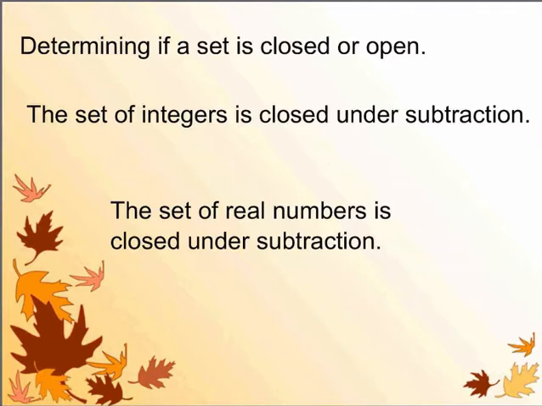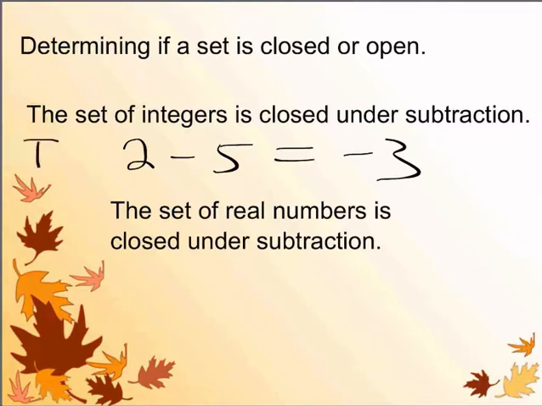So let's say we get 2 minus 5 equals negative 3. We can see these are all integers. And in every other situation we can think of, it's always going to be true. Whenever we have two integers, one taken away from another, we're going to get another integer.